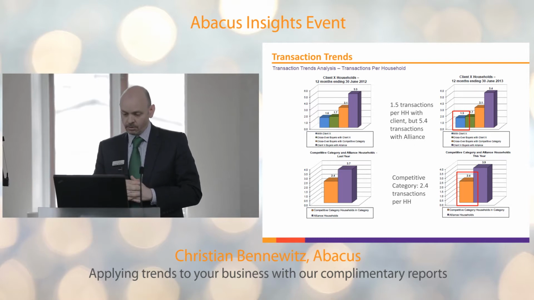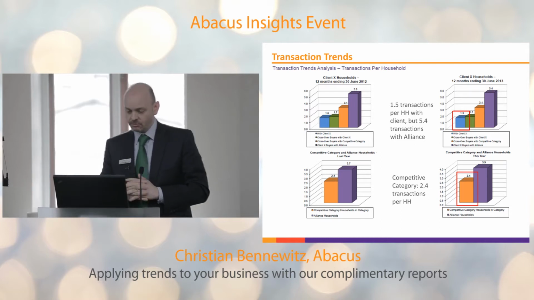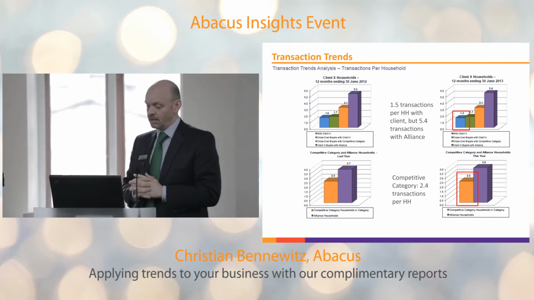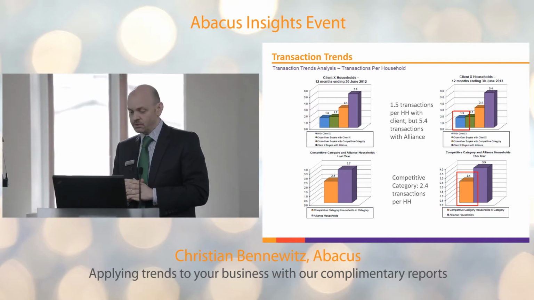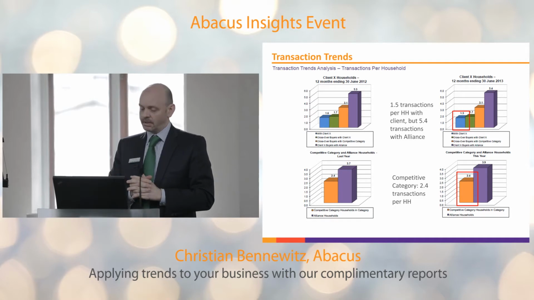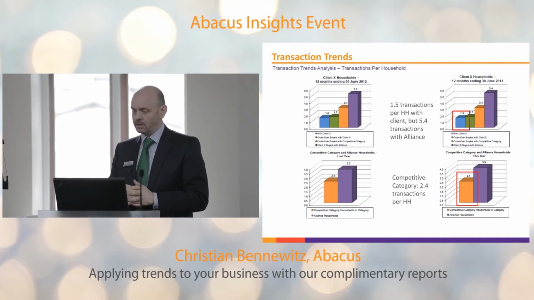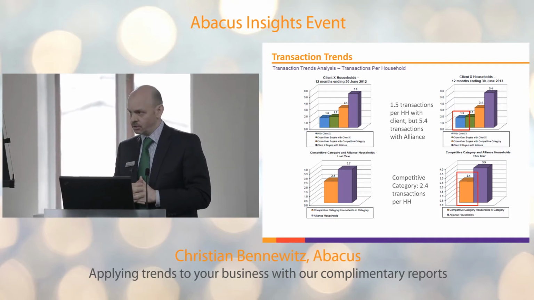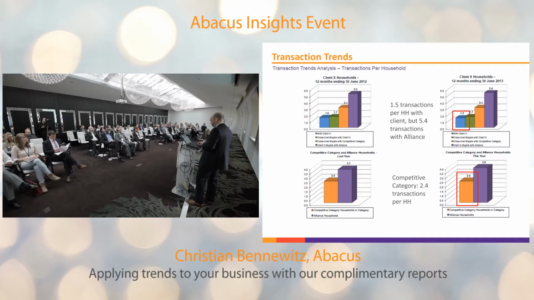And the bottom table shows the average transactions in the competitive category. So in the competitive category, there are more transactions per household than there are with the client, which could potentially lead to the client investigating, okay, why am I not having more subsequent purchases if my competitors have?